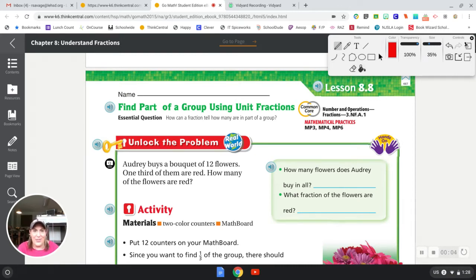I am here to talk to you about our math lesson for the day. It's lesson 8.8 in your math book, and it's called Find Part of a Group Using Unit Fractions.